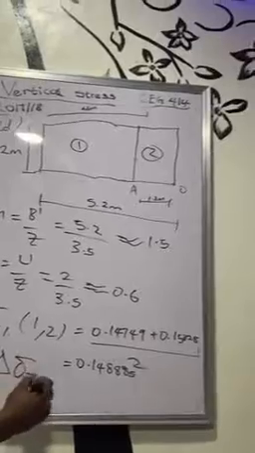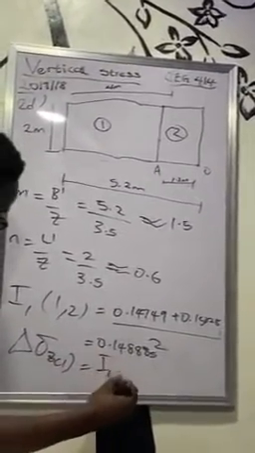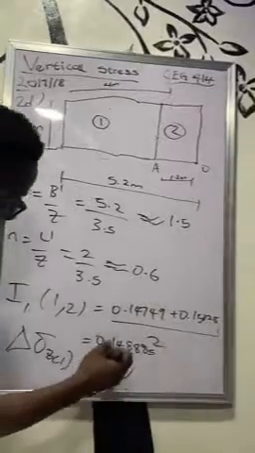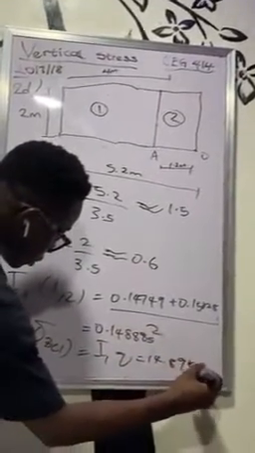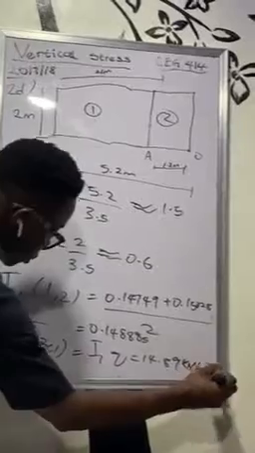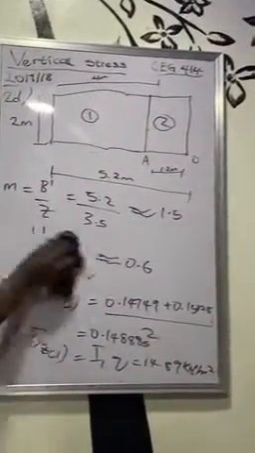My final change in stress for the first one is just I1Q. When my Q is 100, multiply this twice, I have 14.89 kilonewton per meter square. Hope this is clear.